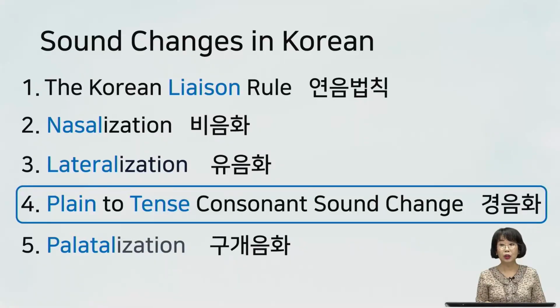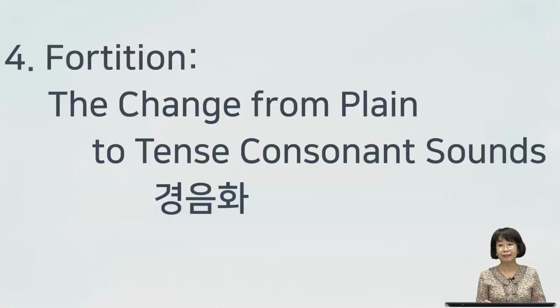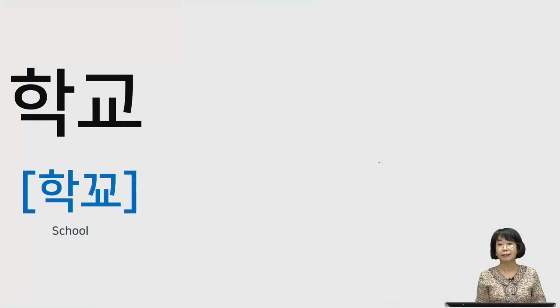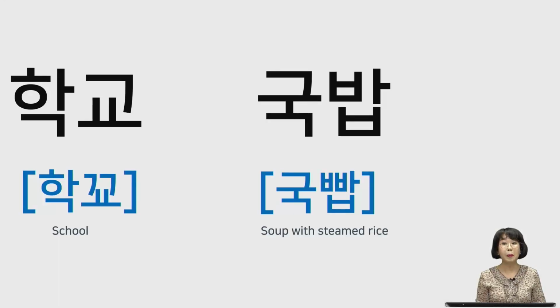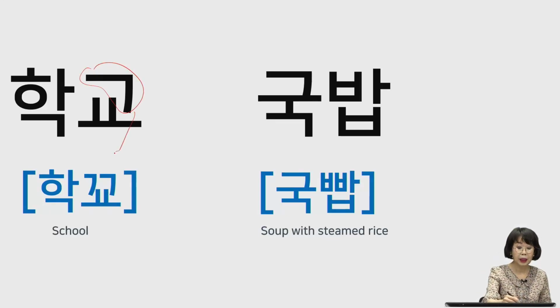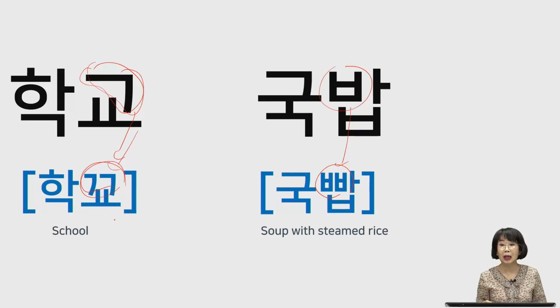Now let's check the plain to tense consonant sound change. 경음화, 경음화. This is the change from plain to tense consonant sound. 경음 means tense sound. 학교, 국밥. ㄱ becomes a tense ㄲ sound. ㅂ becomes a tense ㅃ sound. Plain becomes a tense sound under the influence of the plosive, plain sound.